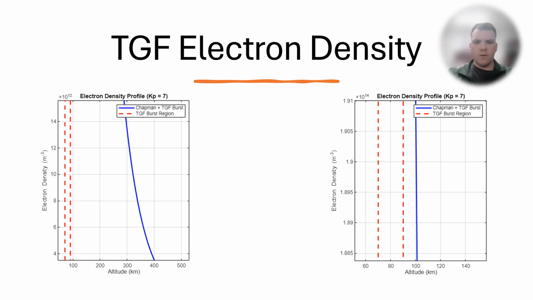If we were very close, roughly 10 kilometers away from it in altitude, the electron density would be 1.9 times 10 to the 14th. But if we were further away, say 200 kilometers, we would notice the electron density would roughly be 12 times 10 to the 12th. These TGFs can affect a large area, as some have even been recorded to be observed up to 500 kilometers away from the original TGF.